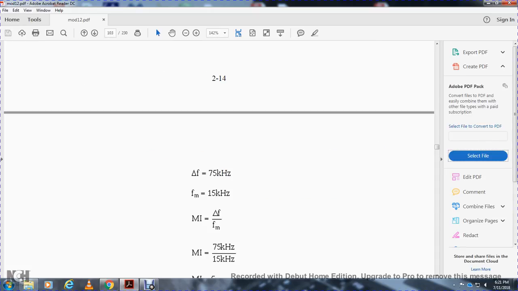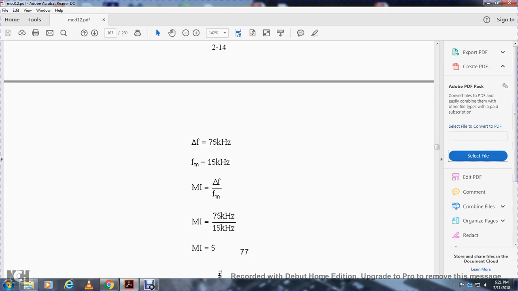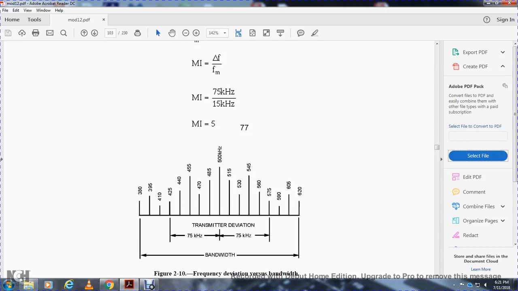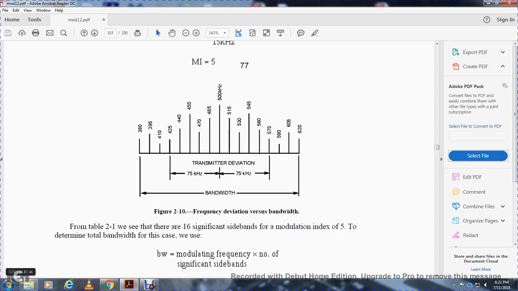So you have 75 kilohertz over 15 kilohertz, which gives you a modulation index of 5. Transmitter deviation 75 kilohertz, 500 kilohertz carrier. Table 2.1 will show that there are 16 significant sidebands for a modulation index of 5.